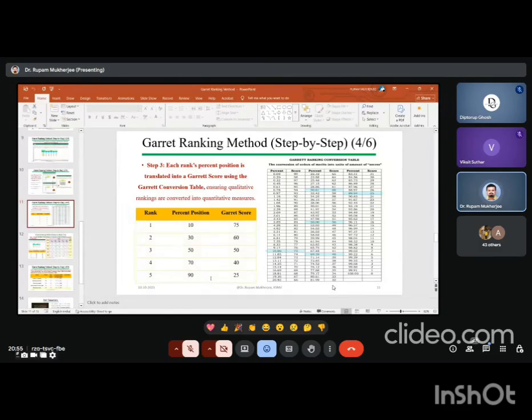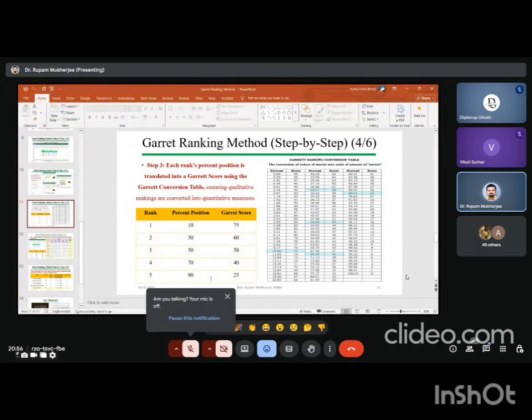So the Garrett table, like any other tables that you usually use, like the log table, there are many types of tables. There is a Garrett conversion table as well. In that table, you will find the lower the percent value, the higher the corresponding Garrett score. So that's why for first rank, percent position 10, you have to find the corresponding Garrett score. For that reason, I am using a Garrett conversion table. I have shown that table in the right hand part of my slide, and I have marked certain cells in blue shade.